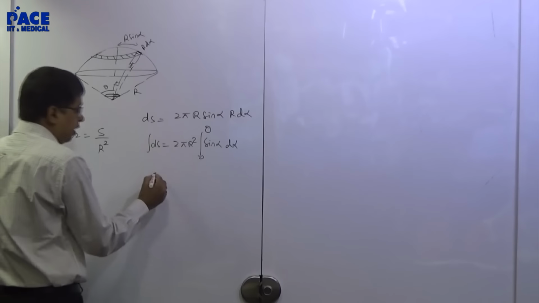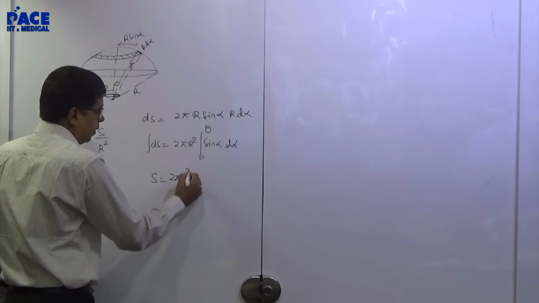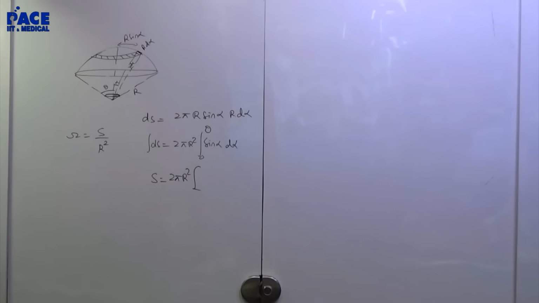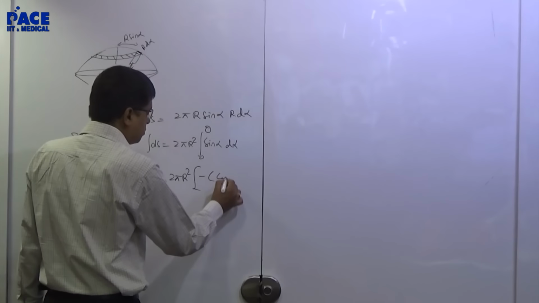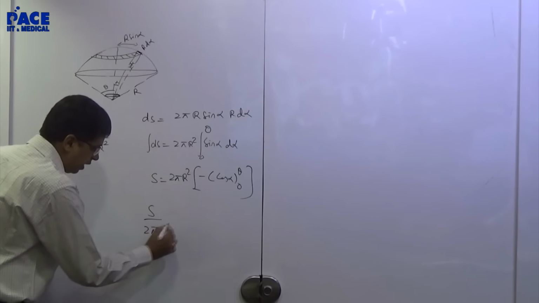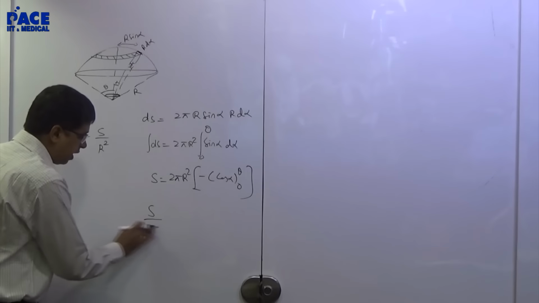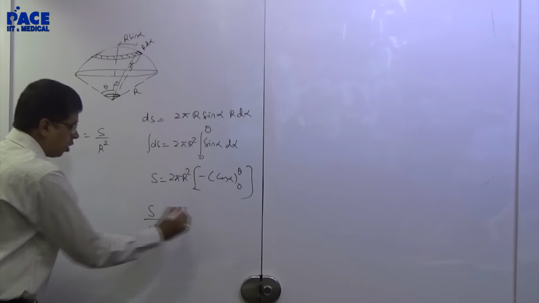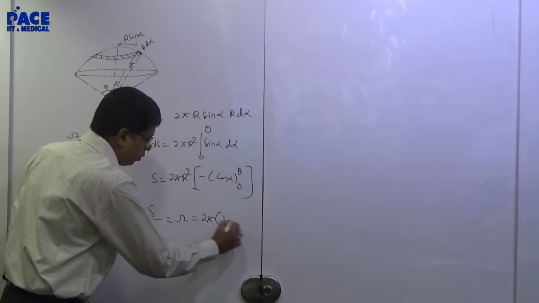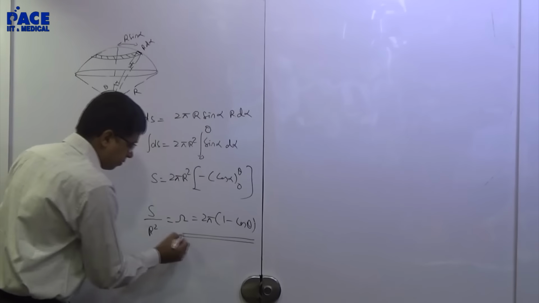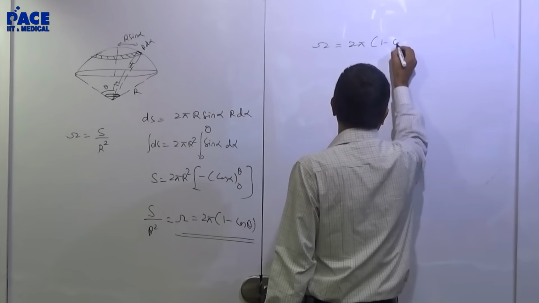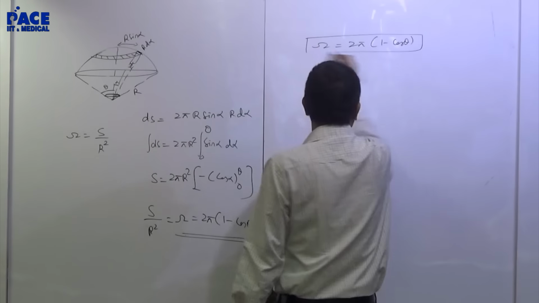Theta 0 to theta. S is 2 pi r square integral sin alpha d alpha, minus cos alpha from 0 to theta. S by r square will be my solid angle. Area divided by r square will be equal to 2 pi into 1 minus cos theta. Can I bank on this relation always? Yes. Solid angle is 2 pi into 1 minus cos theta.